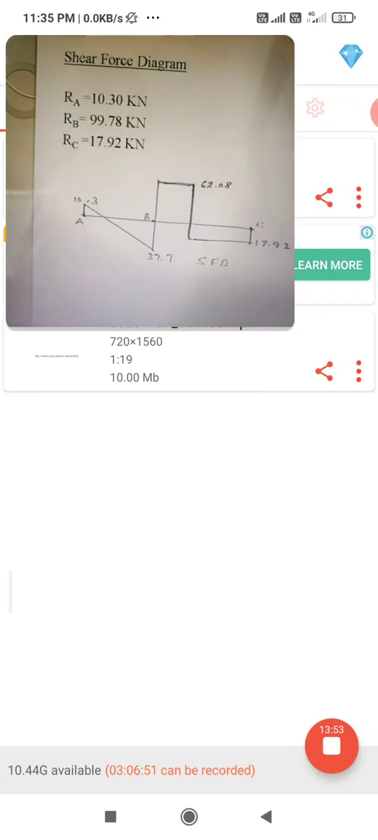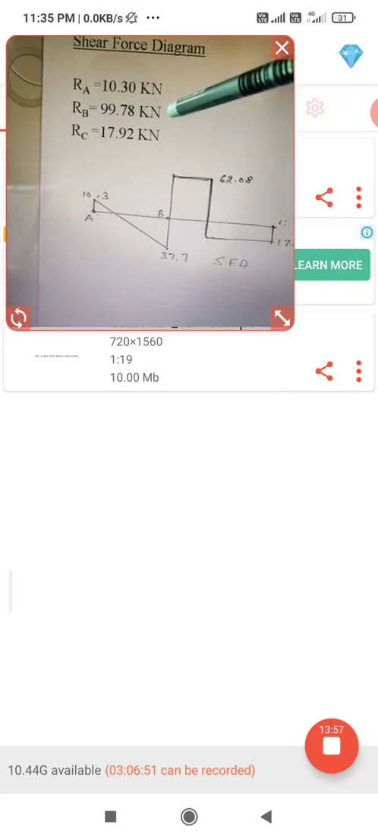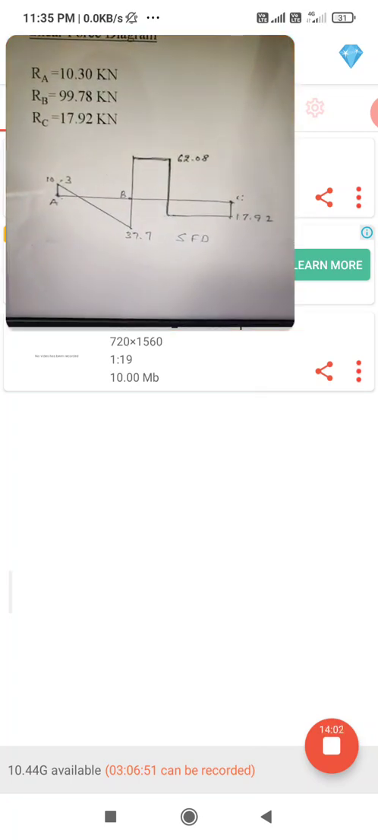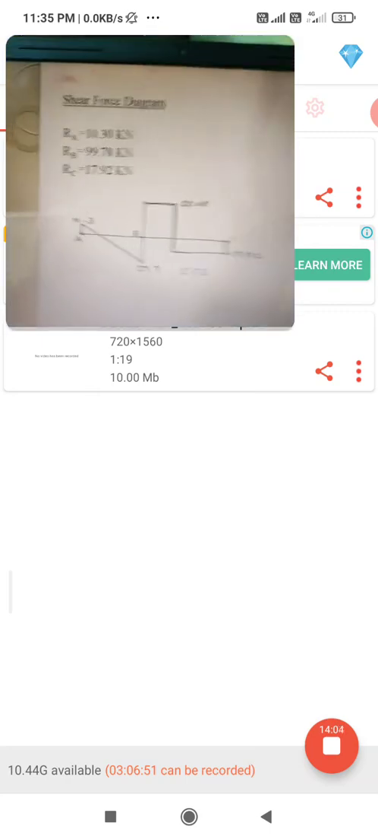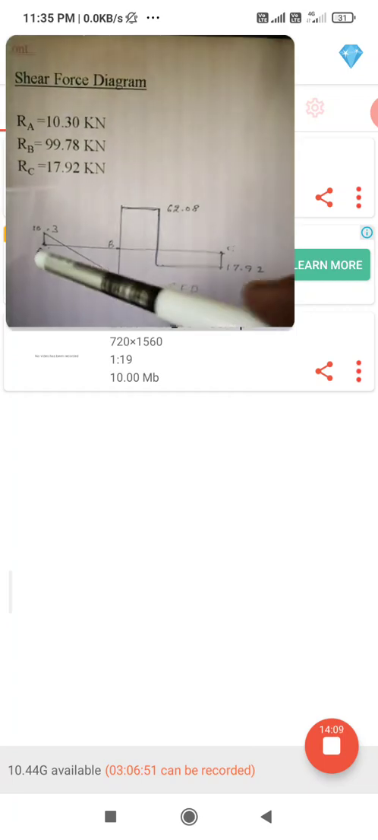So you have to add those values. Here you will get 99.78, RA is equal to 10.3 and RC is equal to 17.90. So how to draw the shear force diagram here? How to draw the shear force diagram?